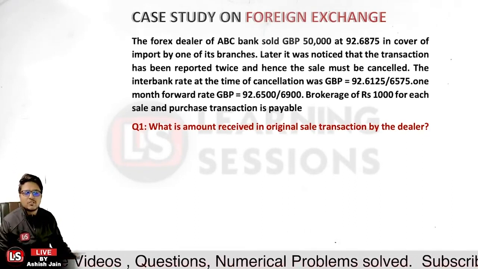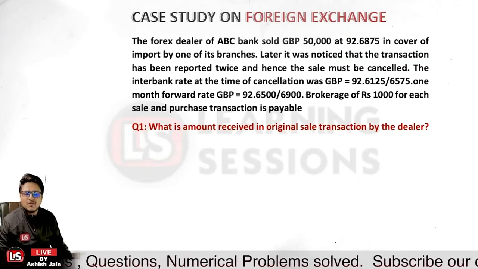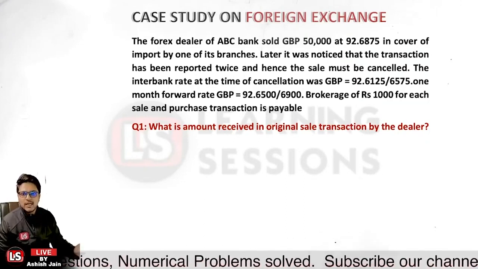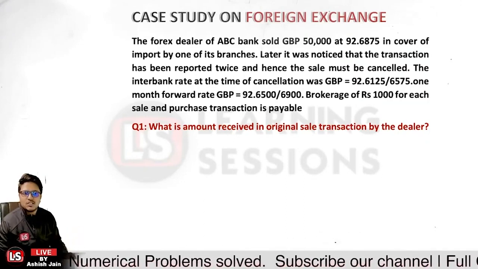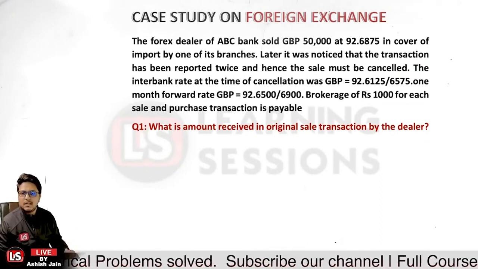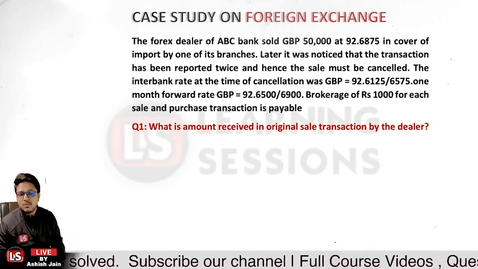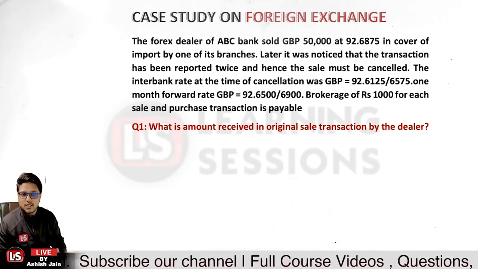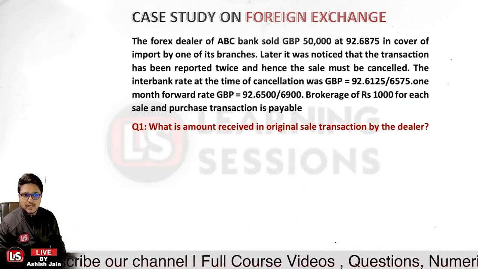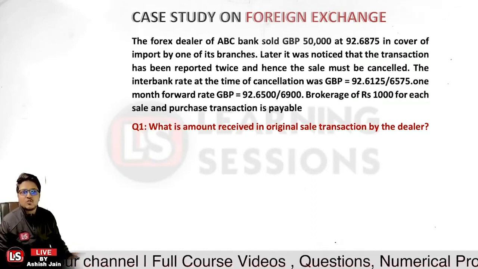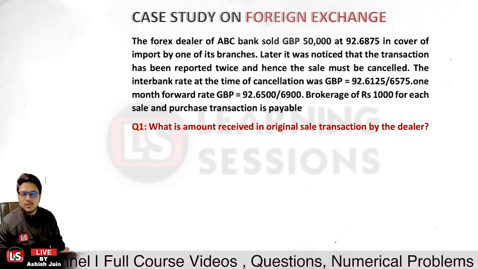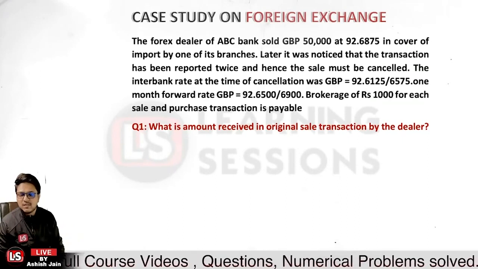And further, later it was noticed that the transaction has been reported twice. So inadvertently, they have sold GBP 50,000 multiplied by 2 times. That is, they have sold 1 lakh of the GBPs, whereas they were to sell 50,000 of the GBPs. So that is an issue over there, and that particular sale is to be cancelled.